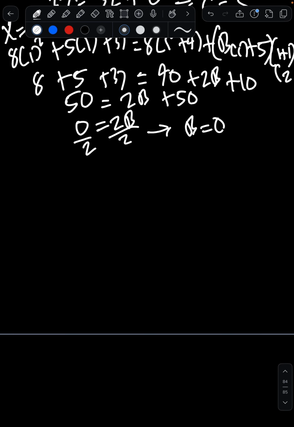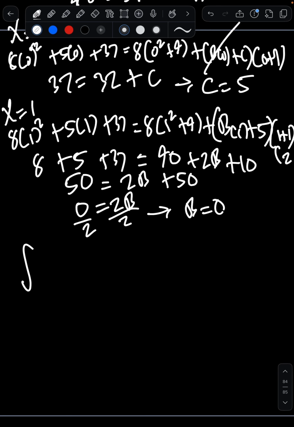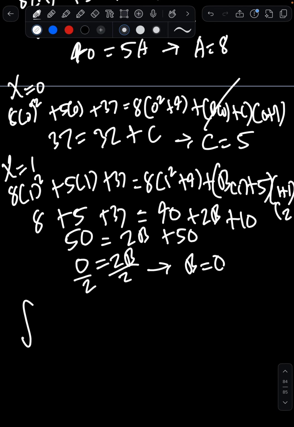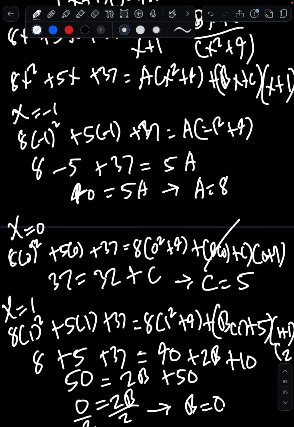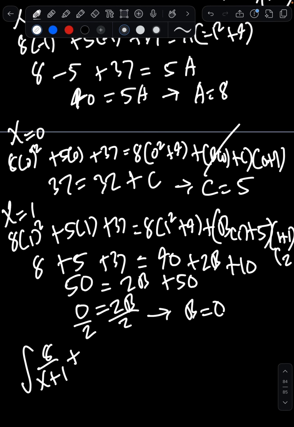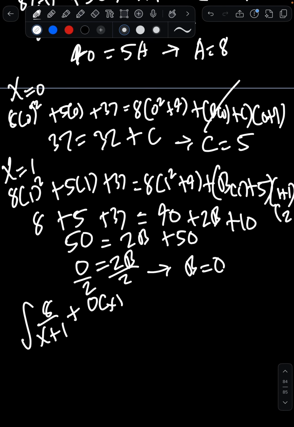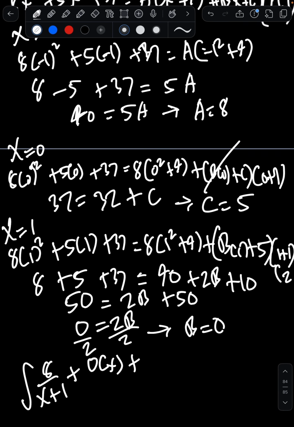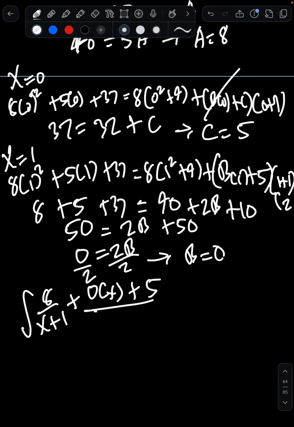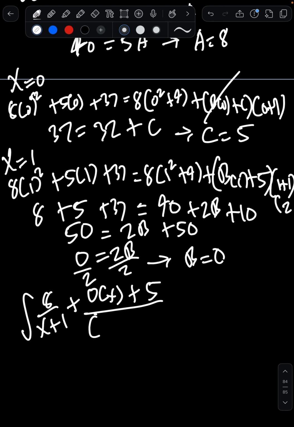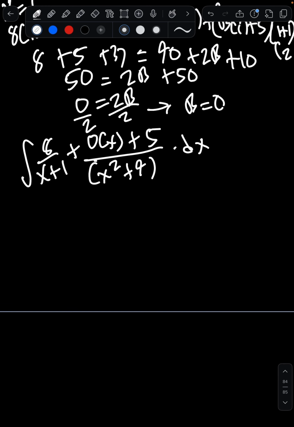Well, we'll see that right now. So now our integral is just going to be a, which is 8 over x plus 1, plus, what is b? Well, that's just 0 times x, plus what is c? 5, right? Divided by x squared plus 4 times dx. Now 0 and x cancel, and you'll be left with the integral of 8 over x plus 1 plus 5 over x squared plus 4.